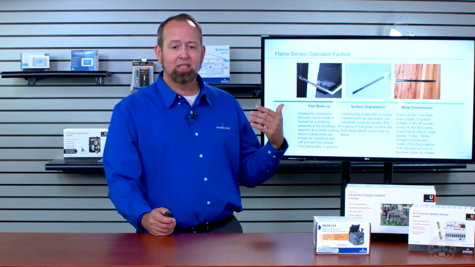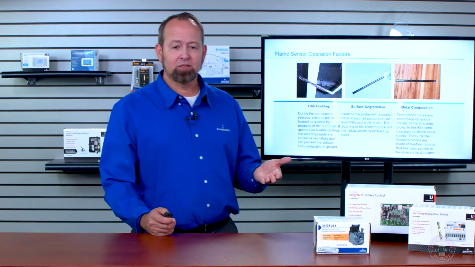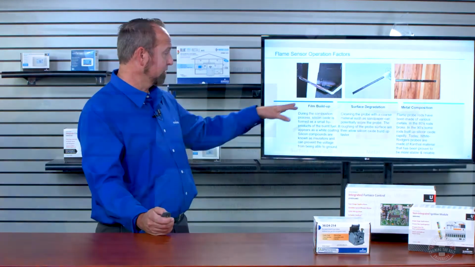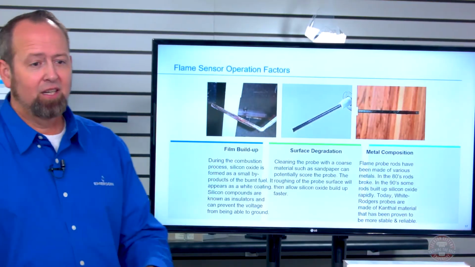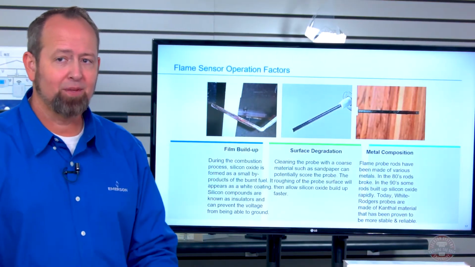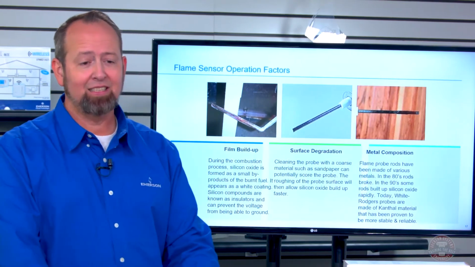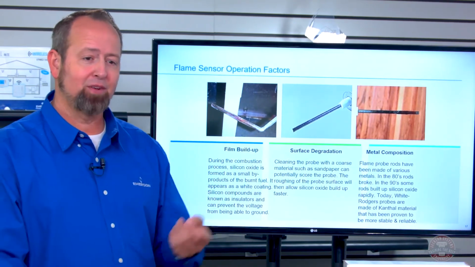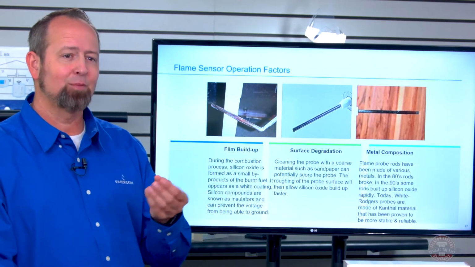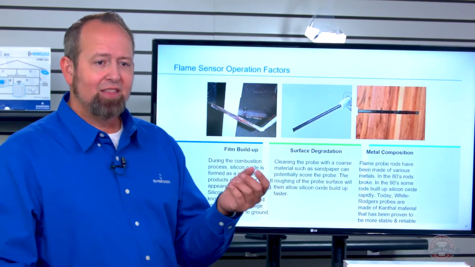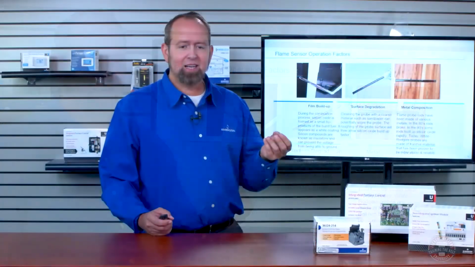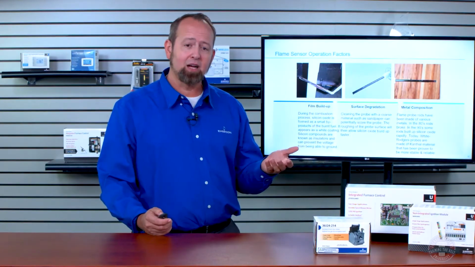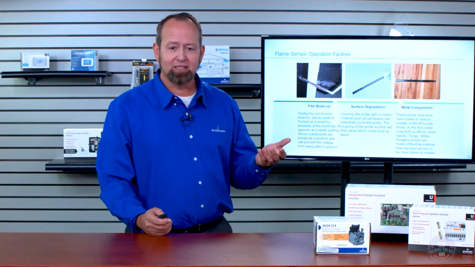What happens if the flame sensor fails to function and operate? Well, the first option here is a film buildup. And this is something that most of you have probably seen if you've been out working on furnaces at all, and you pull that flame sensor out and it looks like it's got a little bit of a white coating on it. That white coating is a silicon oxide, and it's formed as a byproduct from the burning process.